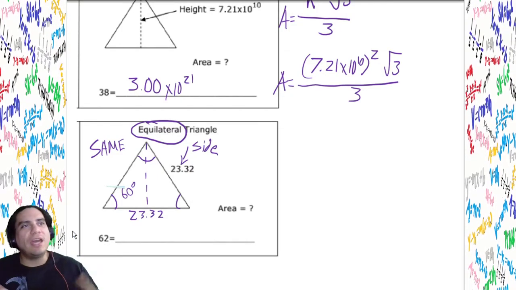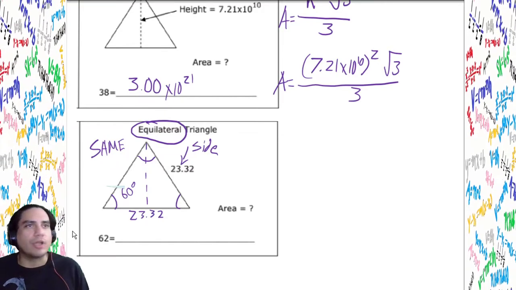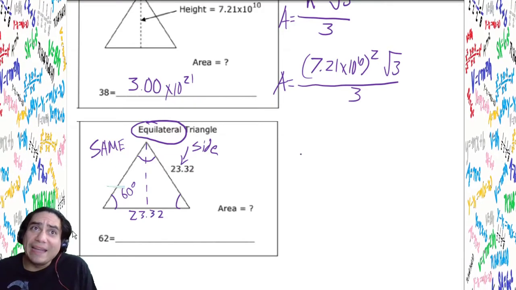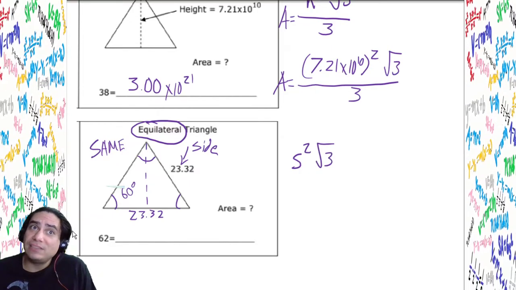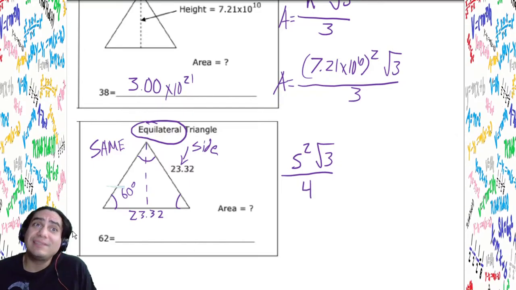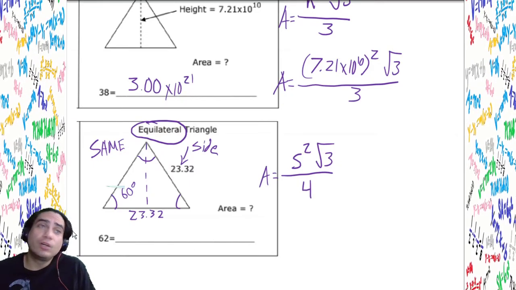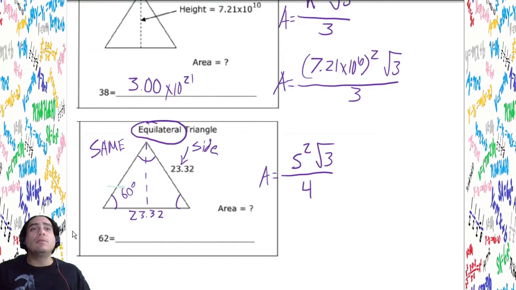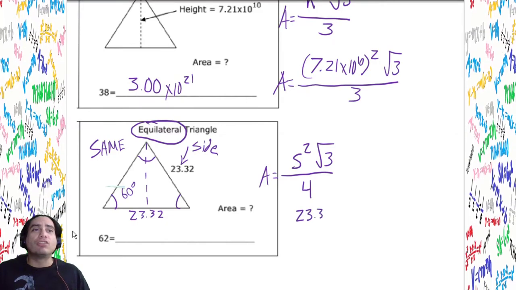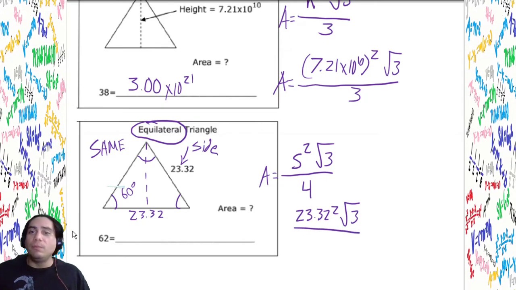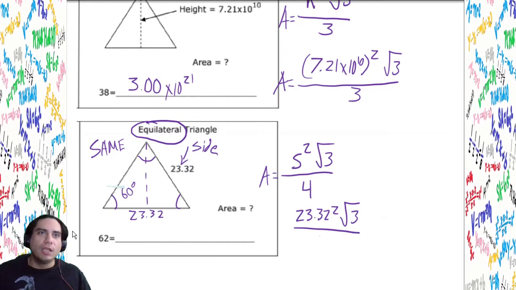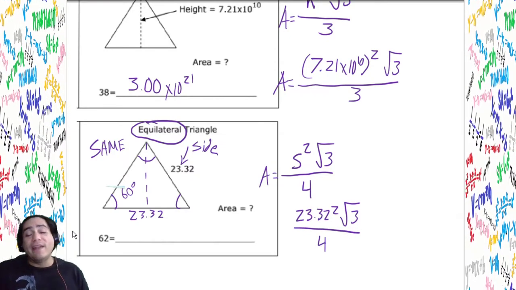But at the end of the day, we have to understand an equilateral triangle is a very special type of triangle. So now that we're using the side, there's a different formula, but it's kind of the same. Side squared times the square root of 3, but in this case, we're not dividing by 3, we're dividing by 4. So in this problem, we're going to get 23.32, square it, multiply it by the square root of 3, and then divide it by 4, and we get our answer for the area.